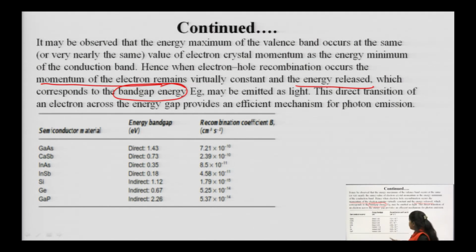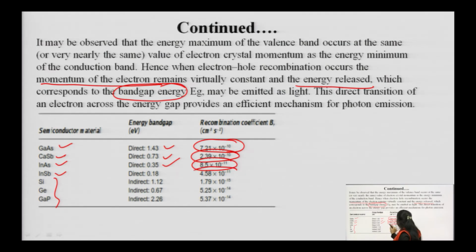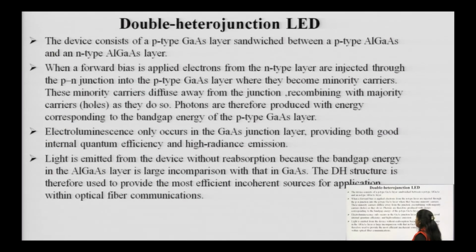So, there is a difference here. We can see that this is a direct and these are the indirect, and we can have the energy band gap and recombination coefficient. So, we can see that the recombination coefficient in the case of direct band gap is higher as compared to the indirect band gap. That is why this will lead to the energy emission in the form of a photon.